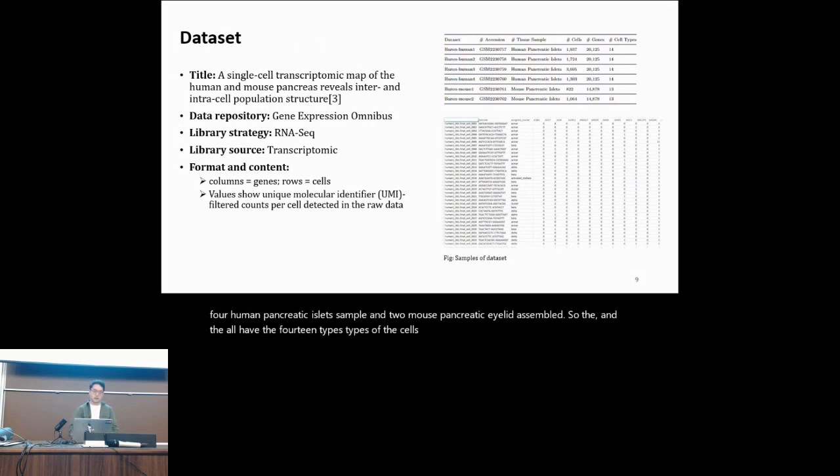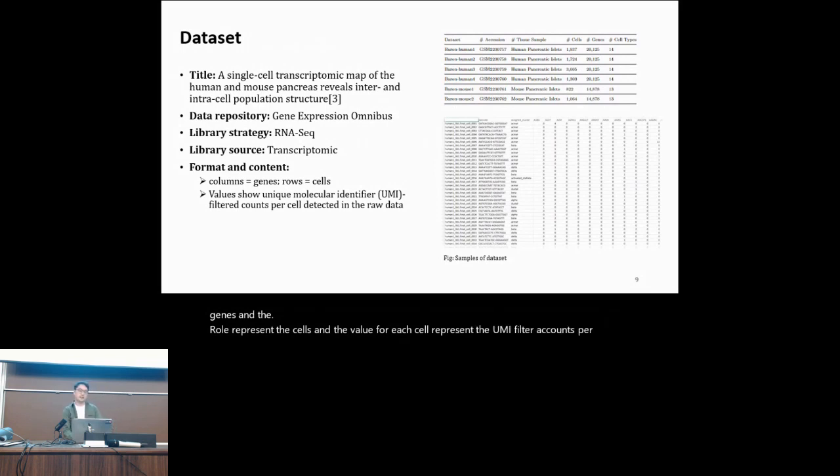So in the table, the columns represent the genes and the rows represent the cells, and the value for each cell represents the UMI filtered counts per cell detected in the raw data.